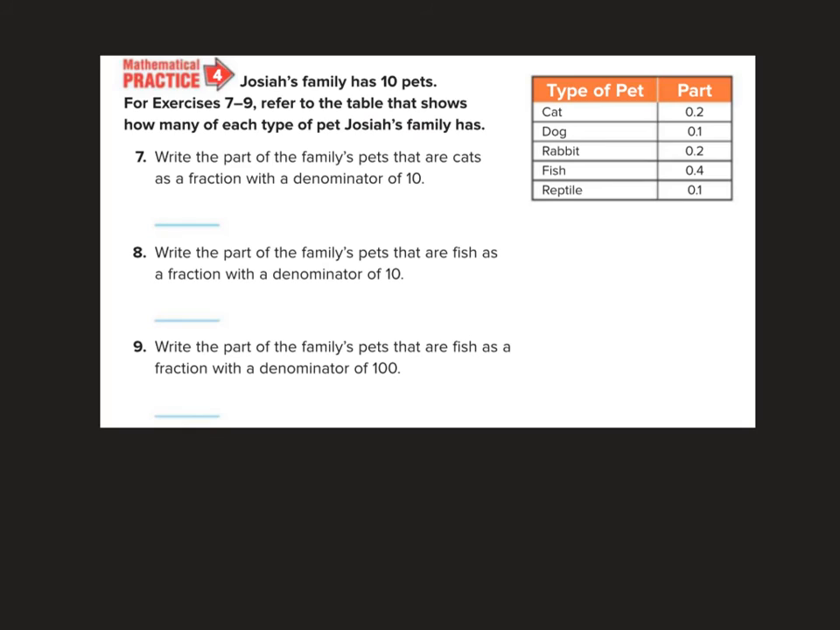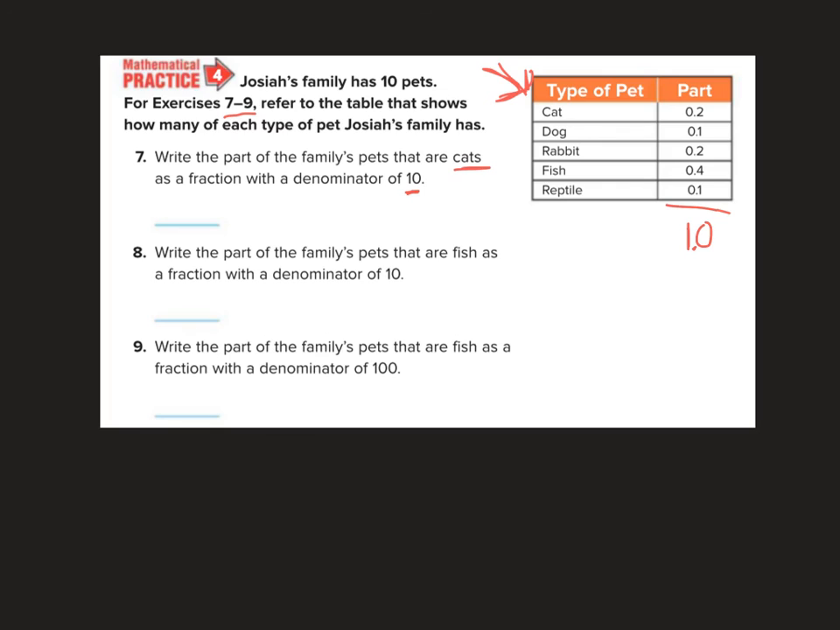Josiah's family has 10 pets. For exercises 7 through 9, refer to the table. This is a table that shows how many of each type of pet Josiah's family has. Write the part of the family's pets that are cats as a fraction with a denominator of 10. How do we know that there's going to be a denominator of 10? Let's see what would happen if I added these up. 2 plus 1 plus 2 plus 4 plus 1, and we get 10. 1 whole is what would happen if I added all those up. So that's how I know it is 10, because if I add them up, I get 10 tenths, or 1.0.